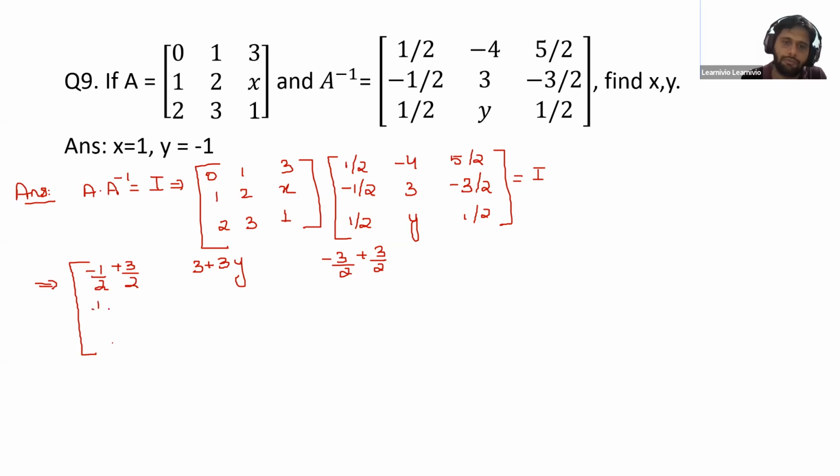Next, second row, first column. This is 1 by 2 minus 2 by 2. Next is x plus 1 by 2. Next one, minus 4, then 6, then x plus x into y. Next is 5 by 2, then minus 6 by 2, and x by 2. Abdul, please check this. Getting somewhere?